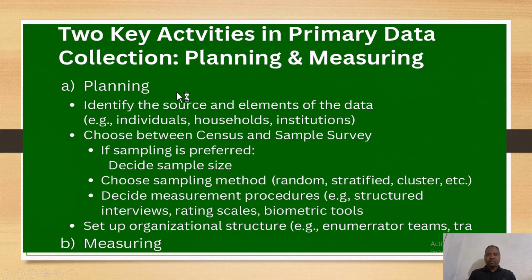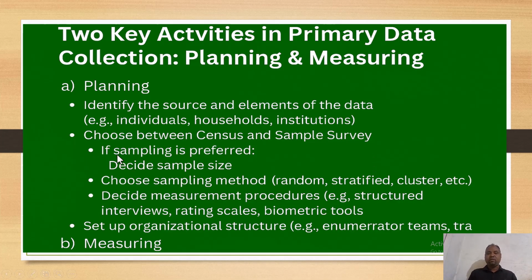Under the planning stage, we need to identify the source and elements of the data from which we are going to obtain the data. For example, we need to identify individuals, households, institutions, or other objects or subjects. Second, we need to determine between census and sample survey. Are we interested in a census or a sample survey?